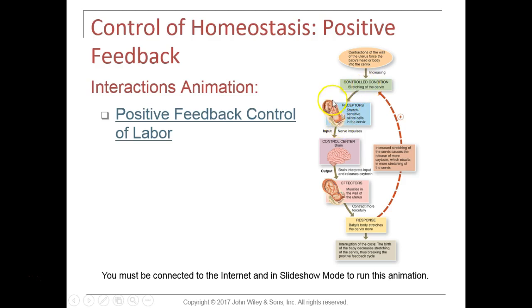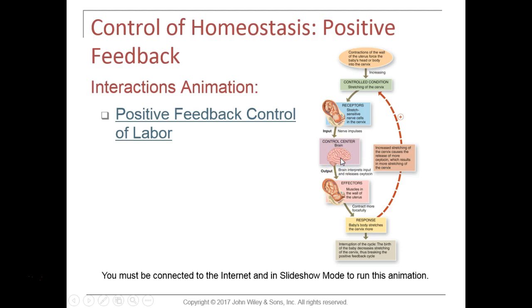So at the time when the baby is supposed to be born, the baby is pushing down on that cervix, which stretches it. So the degree to which the cervix is stretched is important. It's an important controlled condition. As the cervix becomes stretched, there are stretch-sensitive receptors in the cervix that fire nerve impulses to the brain, which is the input information. So the brain is receiving this information that the cervix is being stretched. So the brain says, yep, the cervix is stretched.